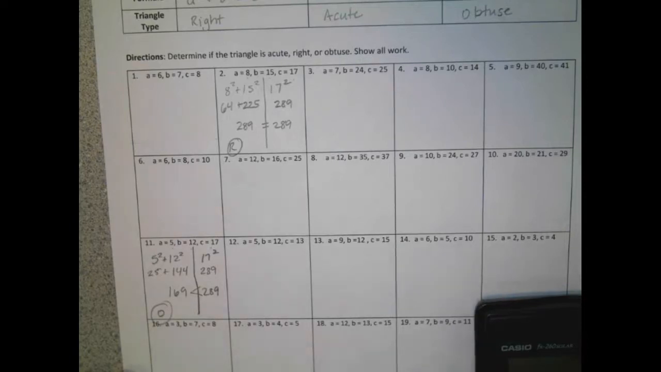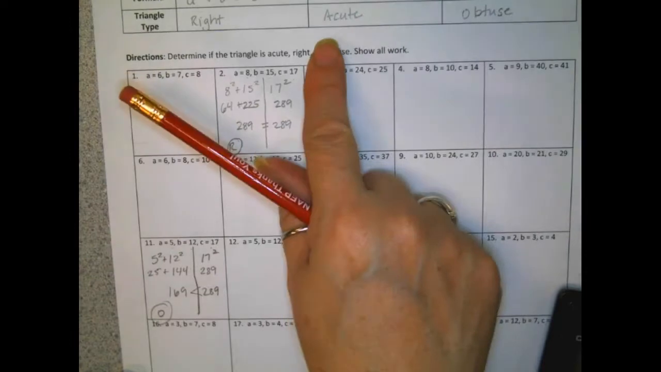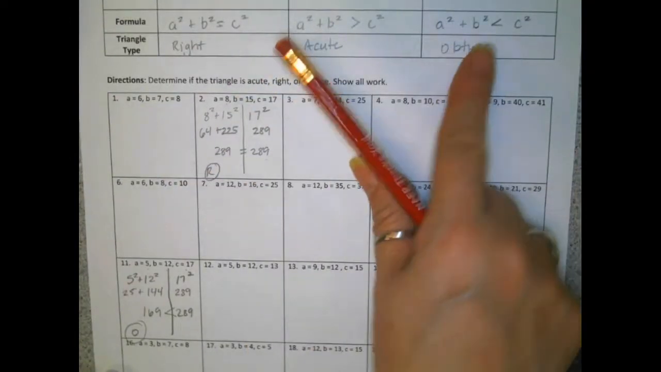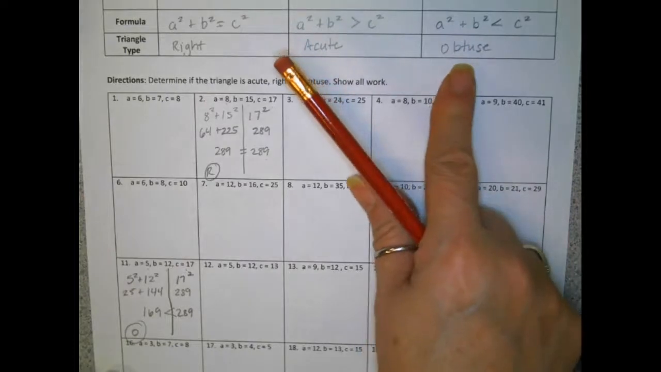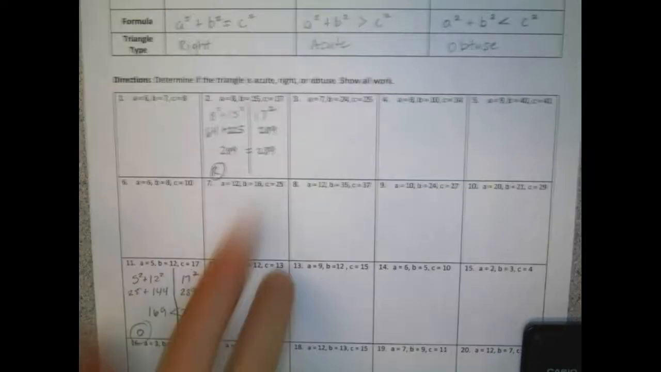Okay, so you're using Pythagoras' theorem, but if your answer is greater than, then it's an acute triangle, and that's how you're going to list it. If your answer is less than, it's an obtuse triangle, and that's how you're going to write it. If they're equal, then we know it's a right triangle. Understand? Any questions on this? Okay, flip your papers over.